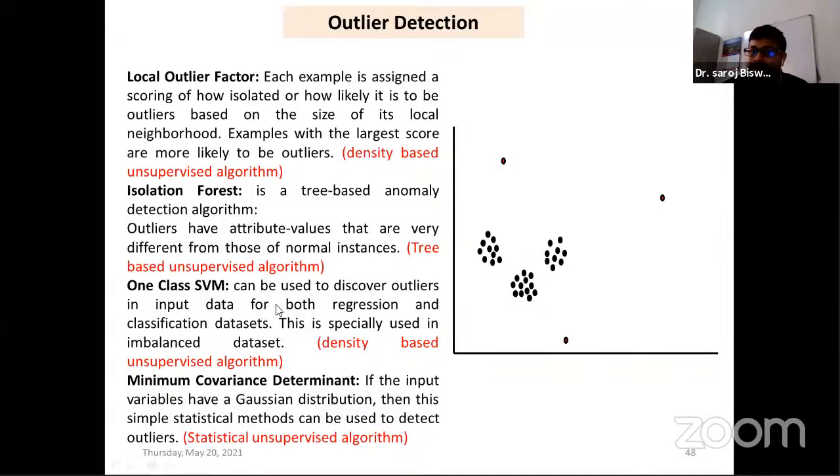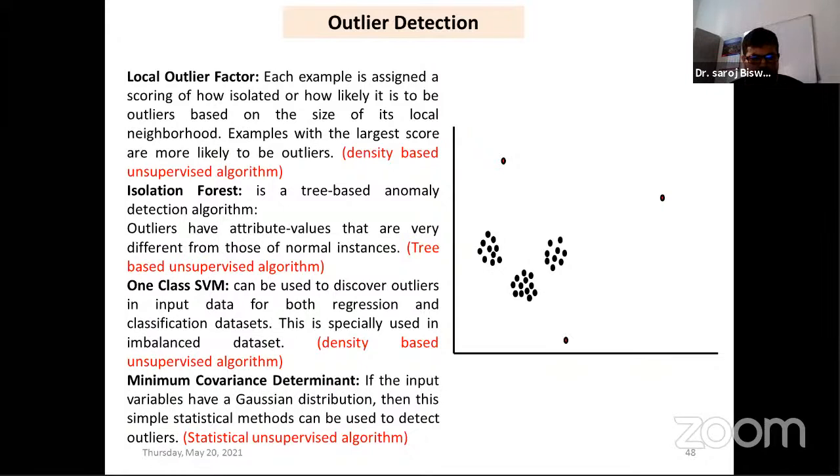But try to understand, this one class SVM is not the same as SVM. It is a modified version of support vector machine, and it is an unsupervised algorithm, even though the support vector machine is a supervised learning algorithm. This is also a density based algorithm. We're going to implement all of these, and then we'll see the statistics, how they perform on different databases. Especially this one class SVM can be used for regression problems, and it can also be used for classification problems.